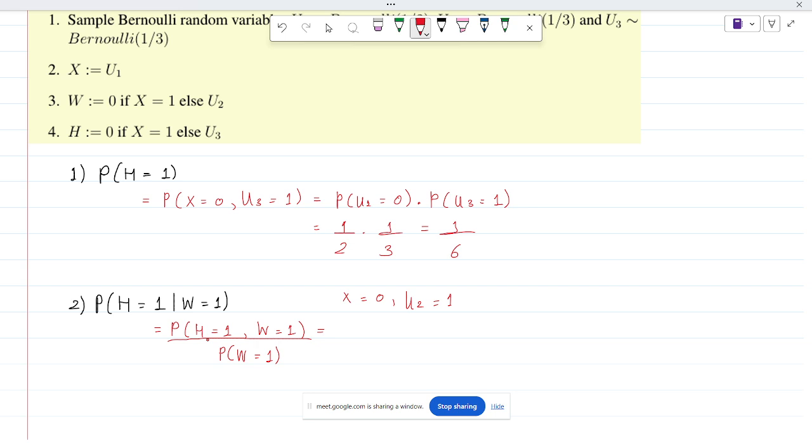So let's see. Now H equals 1 and W equals 1 को आपने देखना है. So for H equals 1 essentially you have to ensure that X must be equal to 0 and U3 must be equal to 1. So I'm gonna write this down over here.